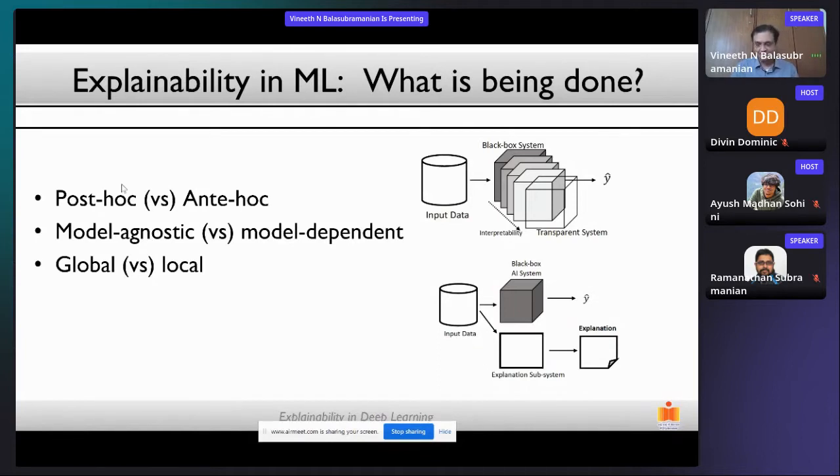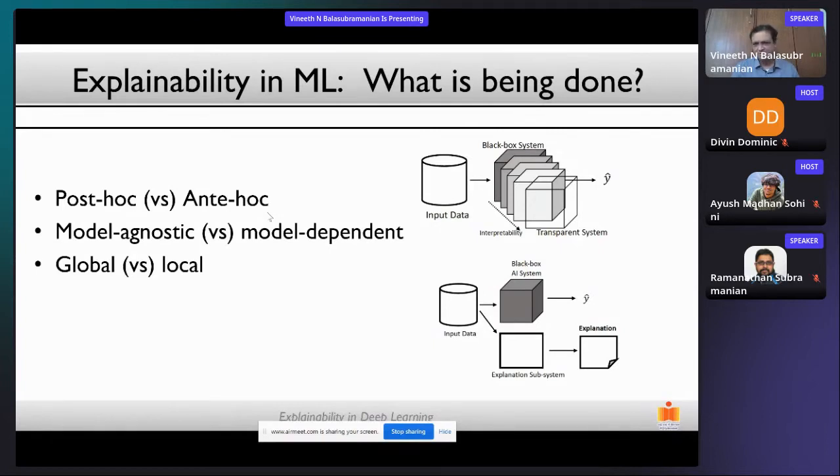Most of the methods that we will discuss over the next half an hour will be post hoc methods, where we try to explain the decisions of a trained model. But ideally, this is not ideal. You want ante hoc explainable methods, where the model is explainable by design, right?